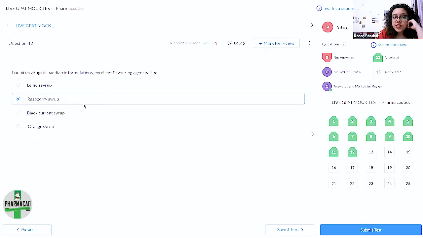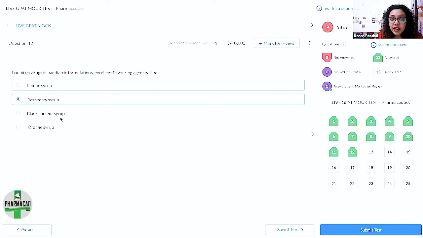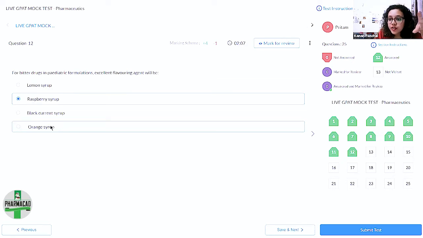See, for bitter formulations, if it were a bitter formulation for geriatric patients, then it would be blackcurrant. But because it is for pediatric formulation, you will always prefer sweet, which is raspberry. Now, if it is some elixir kind of a thing, some sour thing, or some effervescent thing, only then will we take lemon. And if it is sour, then you will go for orange. All right. But for bitter drugs, pediatric patients always go for a sweeter one, which is raspberry.